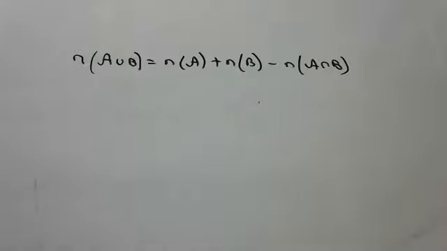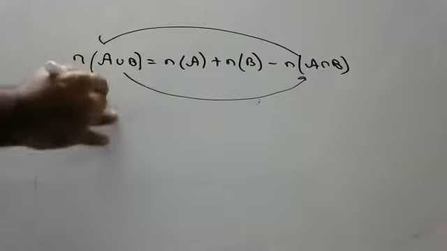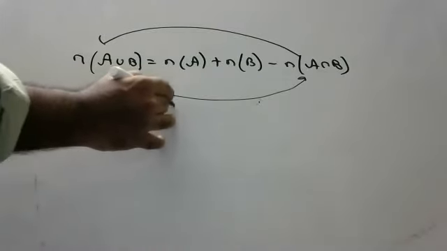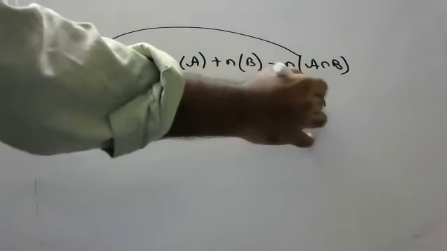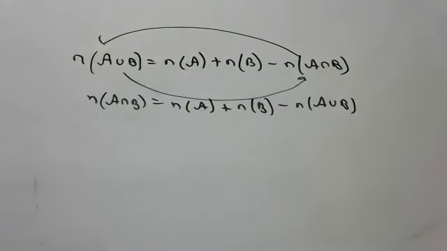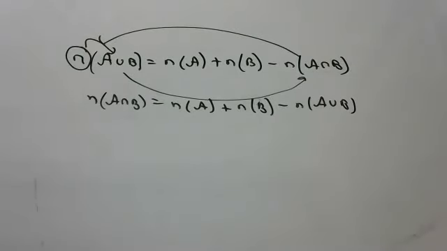Next, children, one more question based on this. n(A union B) is equal to n(A) plus n(B) minus n(A intersection B). This is one formula, children. You should remember it apart from the Venn diagrams in sets. If this comes here, then this goes here. Or if anyone asks, n(A intersection B) is equal to n(A) plus n(B) minus n(A union B). This is a basic formula. n means number of terms.